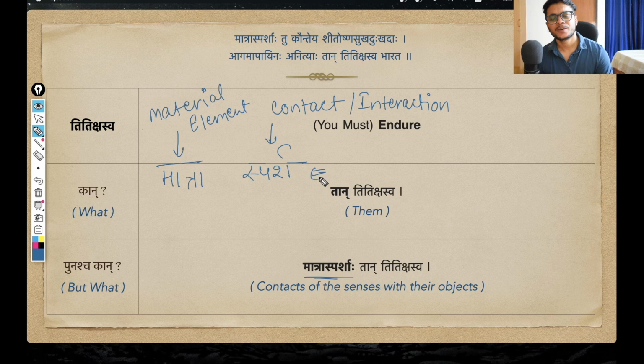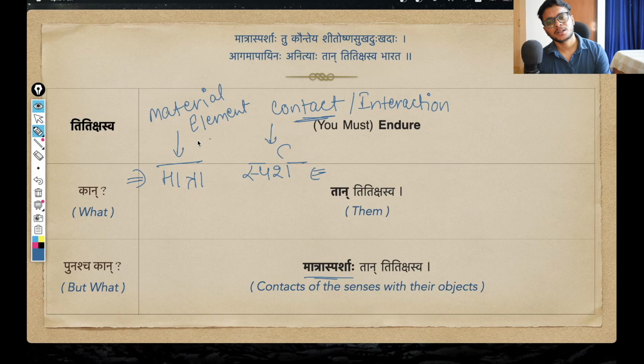Sparsha is a very common word. A lot of you might know the meaning. Sparsha simply means contact or interaction. In both these meanings you can take it. Within the context of the shloka, contact works fine. And matra means material element, and by material element I mean all the objects of the external world.